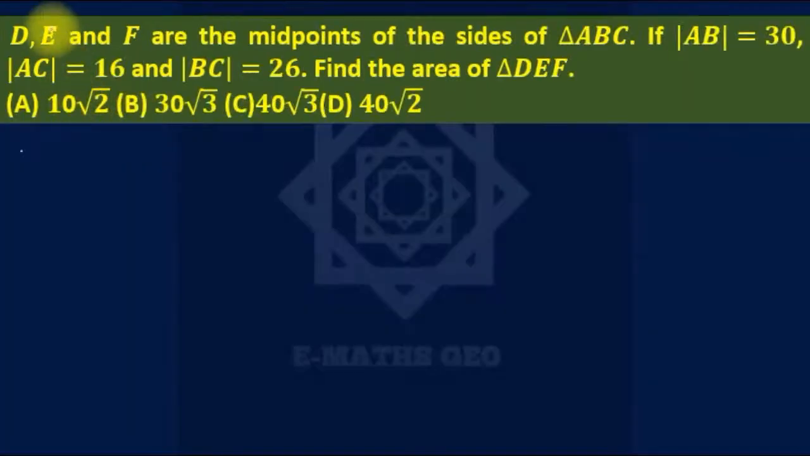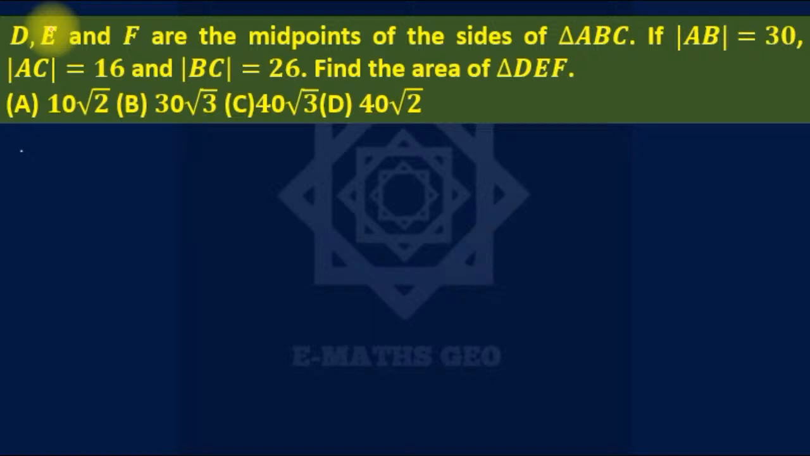So, where D, E, and F are the midpoints of the sides of triangle ABC. If AB is that, AC is that, and BC is that, find the area of the triangle DEF. So DEF are the midpoints, and what you have to know is that once you join the midpoints of the sides of a triangle, then the area of the triangle that is formed will be the area of the big triangle divided by 4.